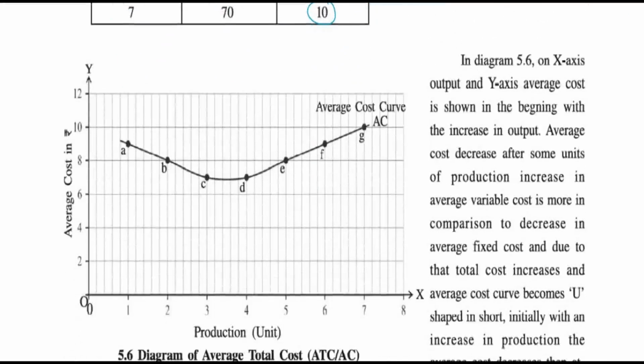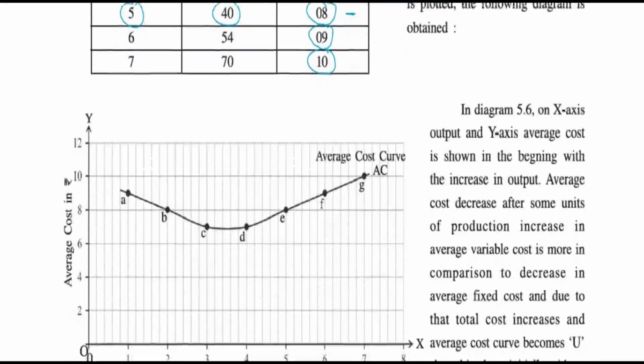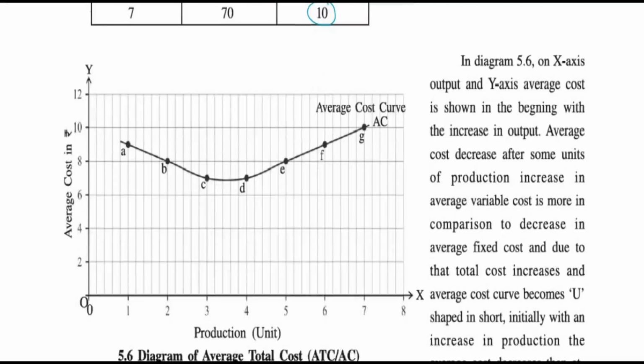See, something like this. In this schedule, if we plot this graph, 1 unit is 9 rupees, 2 units 8 rupees, 3 units 7. So at 3 and 4 units are the lowest cost, and then the cost again keeps on increasing. So the average cost curve is U-shaped in short, right?